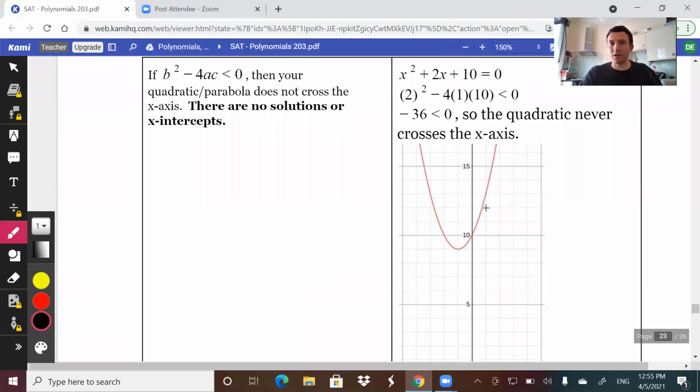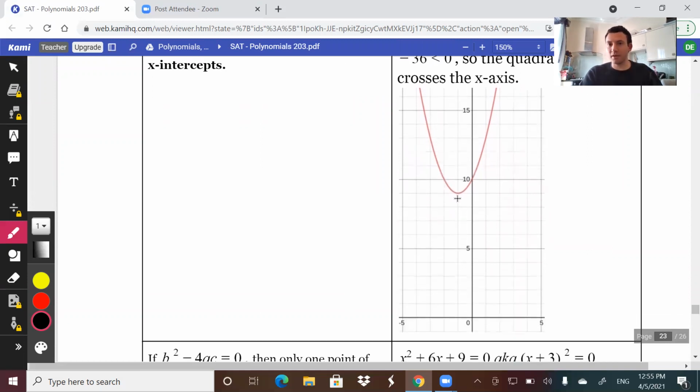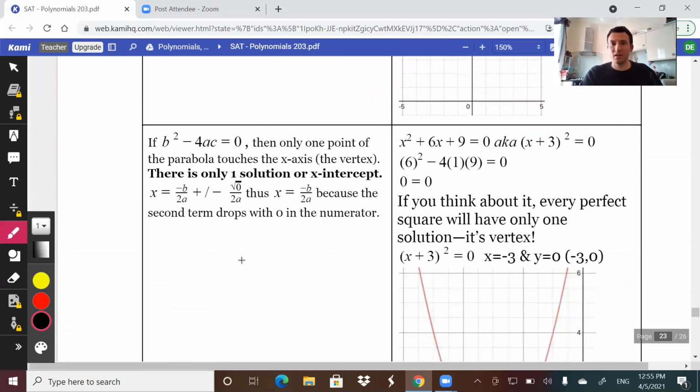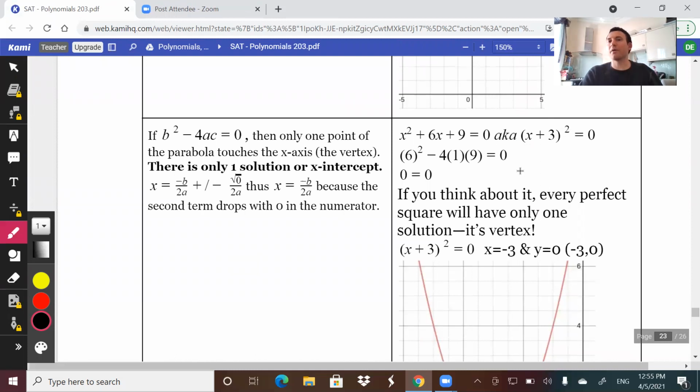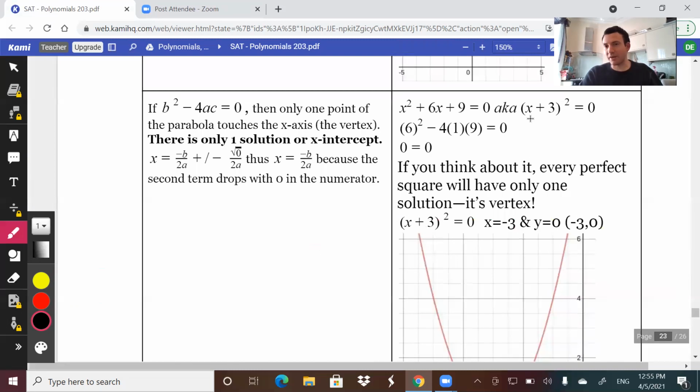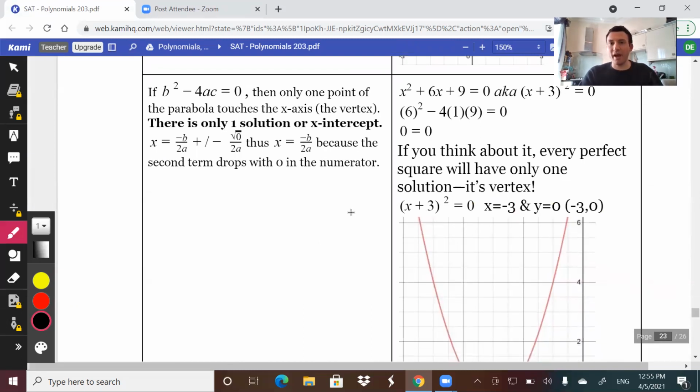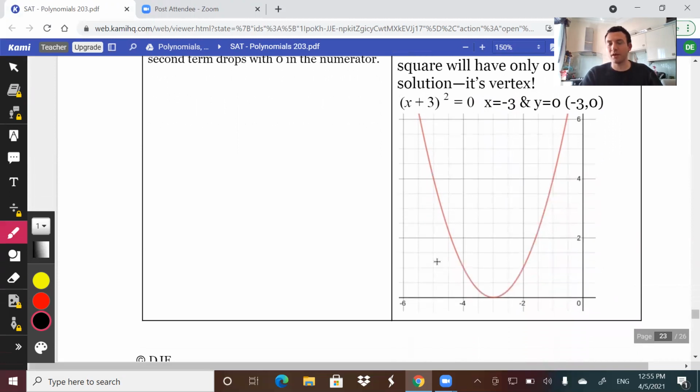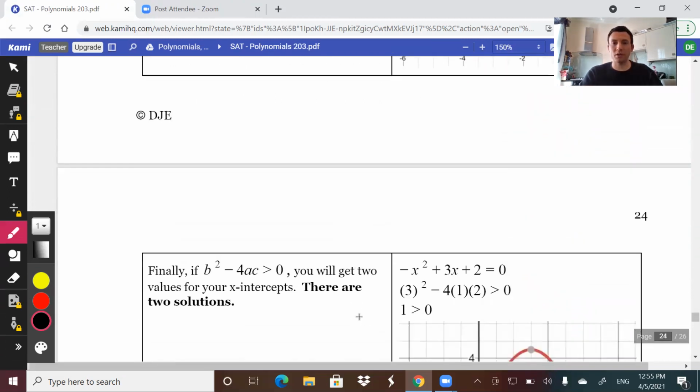So here's an example of when your b squared minus 4ac is less than 0, is this quadratic. What does it look like? No x-intercepts. Here's a quadratic where it's actually a perfect square. So we only have negative 3 is the only spot that we touch the x-axis. And if you were to put it into b squared minus 4ac, you'd end up getting 36 minus 36. You'd end up getting 0. So by getting 0, you know you have 1 solution.